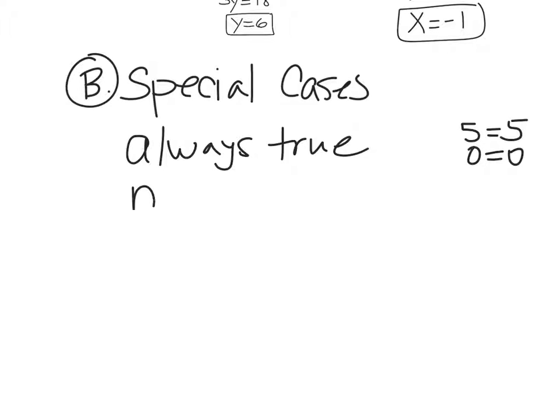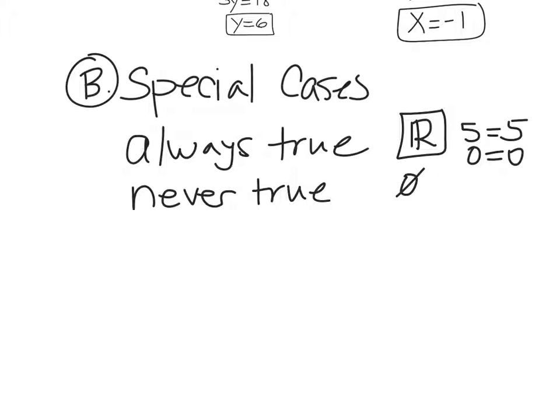Sometimes you get something that is never true. When it's always true, by the way, your answer would be all real numbers. When something is never true, that means you have no solution at all. You can write that with a circle with a line through it, called the empty set. That's when you get something like 7 equals 3. And you're like, no, definitely not. So you get something that's never, ever true. No x's can ever work.